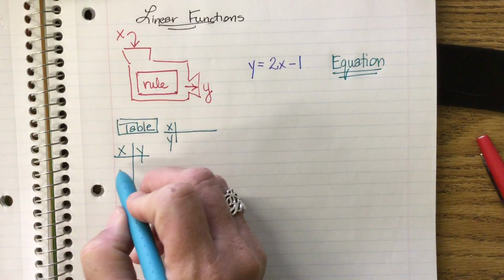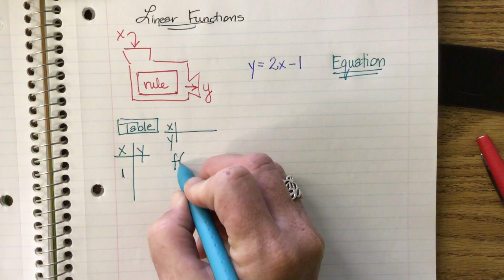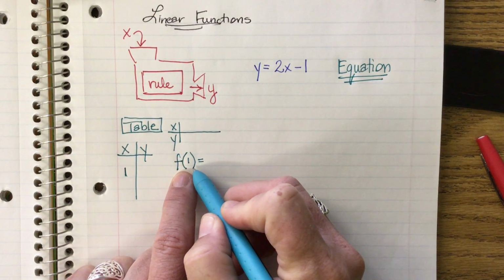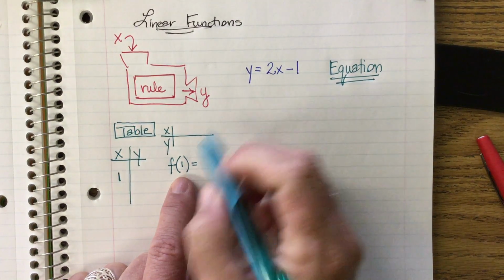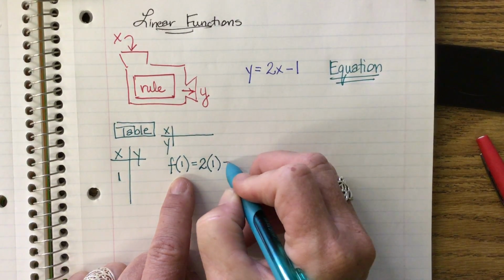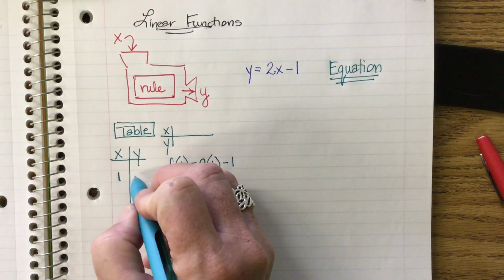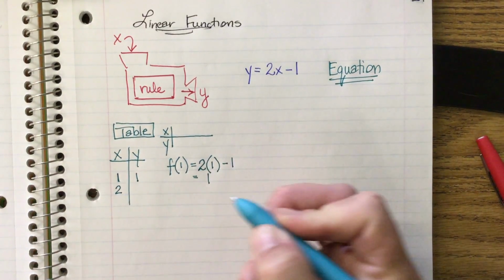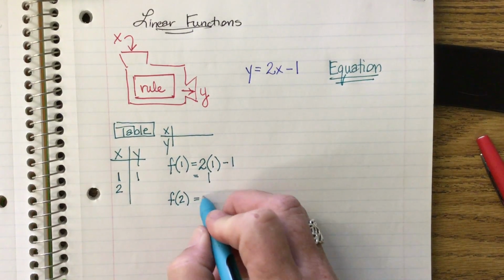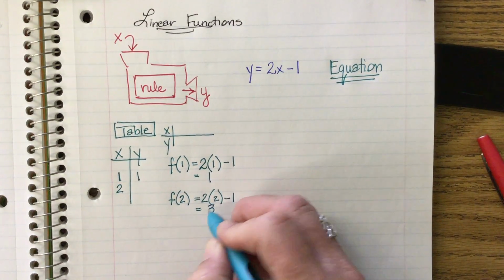So, for example, if x is equal to 1, okay, when x is 1, all I did, and this is function notation, and we're going to go over that in a little while, but I want you to realize your rule would be 2x minus 1, so I'm going to substitute a 1 in for x, and that equals 2 times 1 is 2, minus 1 is 1. So y is 1. What if x is 2? The function of x, when it's 2 times 2, that's 4, minus 1 is going to give you 3.